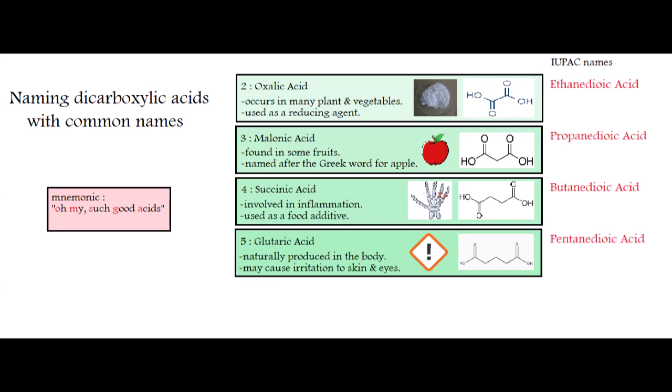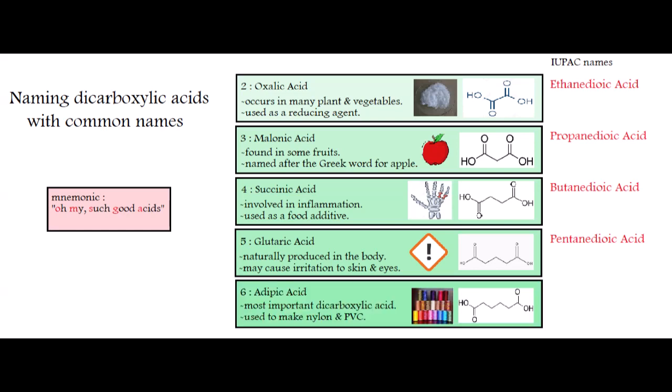And the last one is adipic acid with 6 carbons. This is considered to be the most important dicarboxylic acid. And the reason for that is they use it to make a lot of very popular products like nylon and polyvinyl chloride that they would put in like plumbing pipes. IUPAC name for this one is hexane dioic acid. And there's many more, but for the purposes of this video, we'll just go up to 6 carbons.